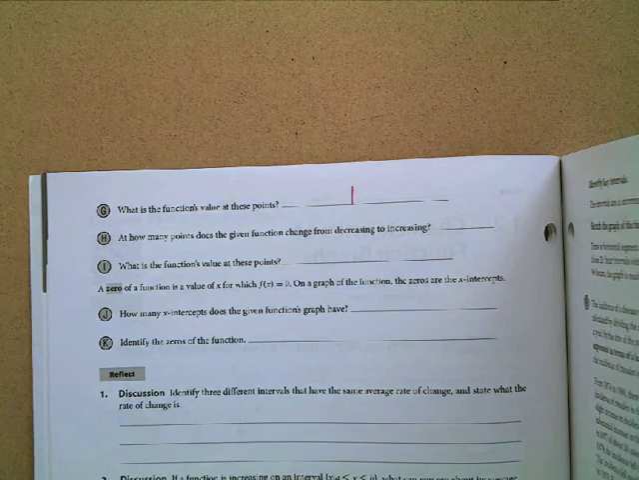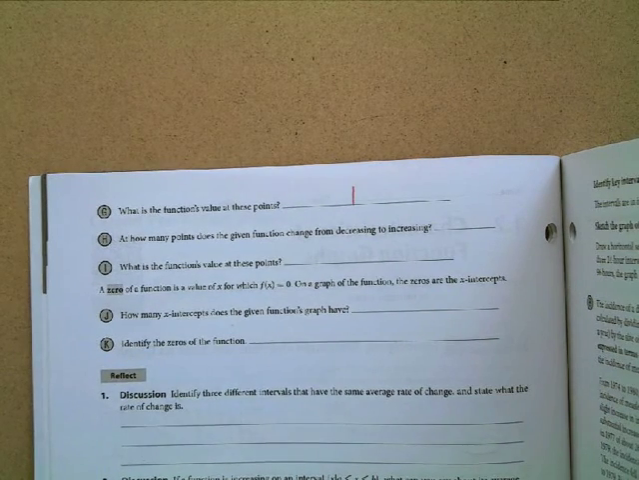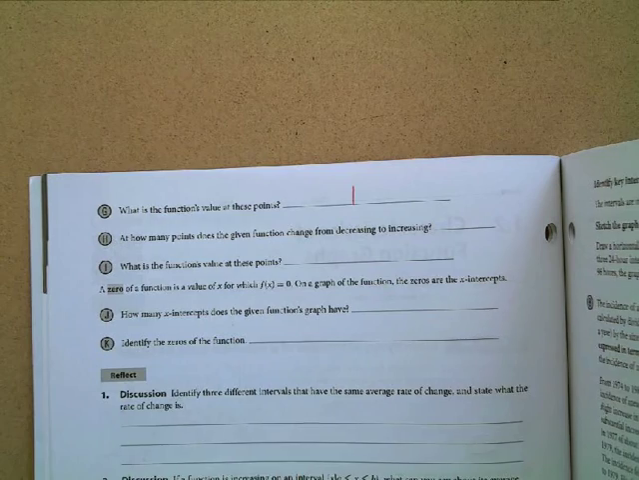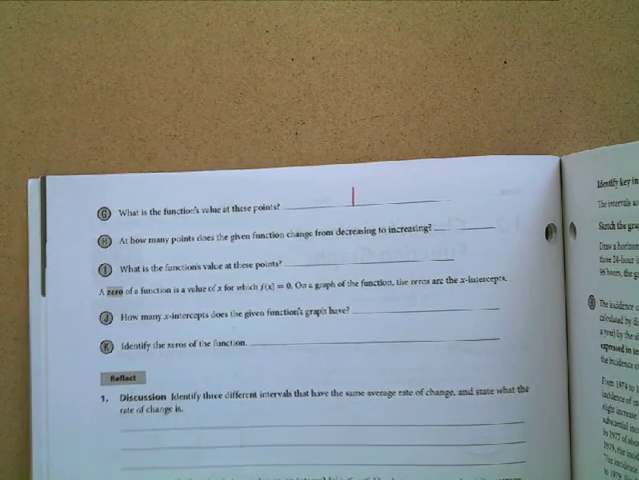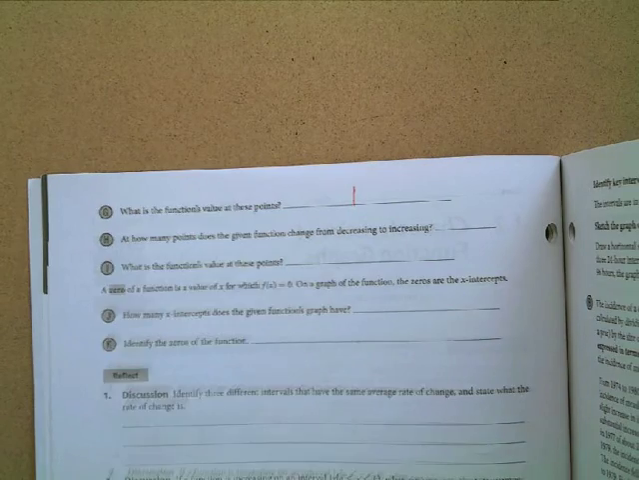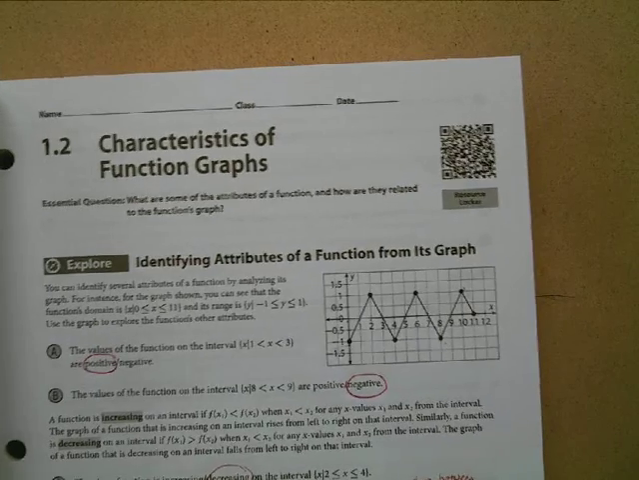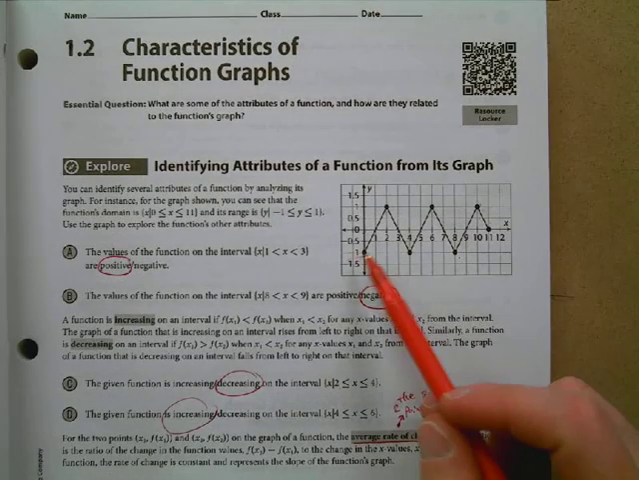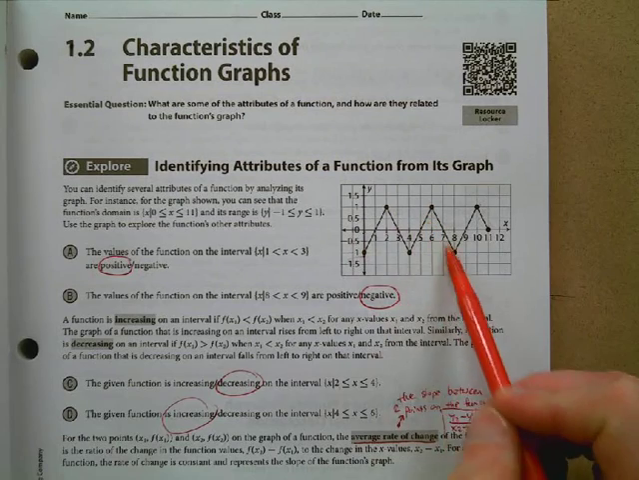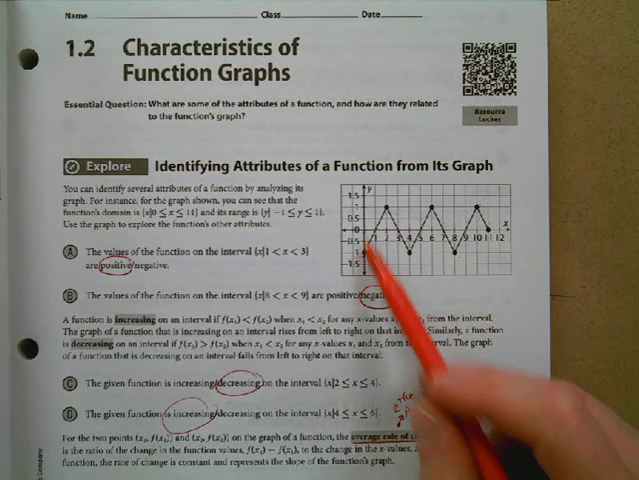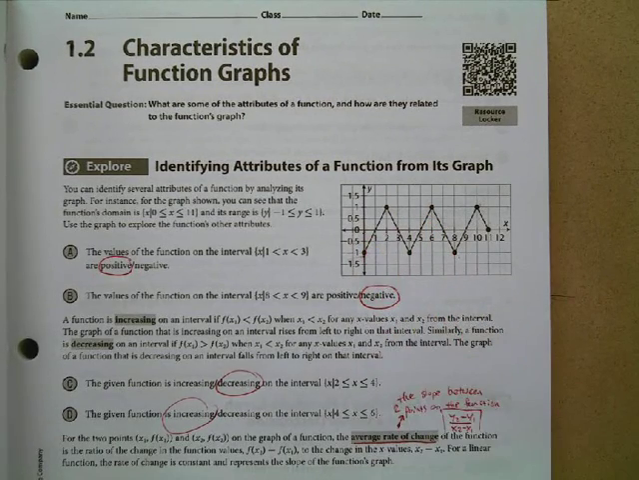Now let's see here. Let's go to Carlos. How many points does the given function change from decreasing to increasing? Yes. Go back to the picture here. So exactly right? We might be tempted to say 3 there, but it's only changed from decreasing to increasing twice. Okay, because there's no decreasing behavior before this. So yeah. So it's just 2. And what's the value at those points, Carlos?